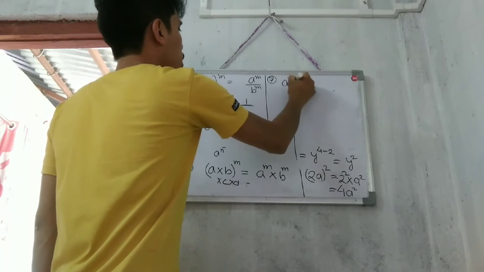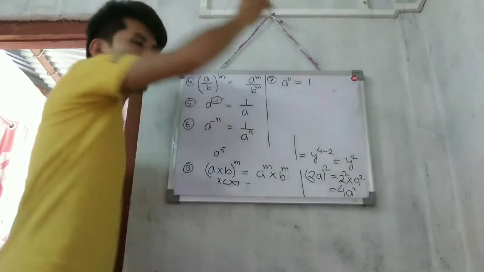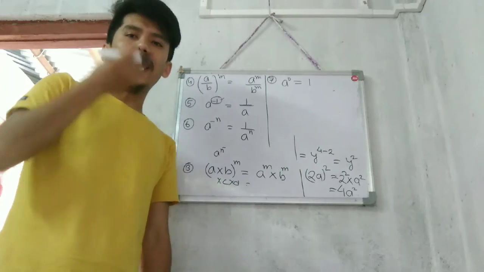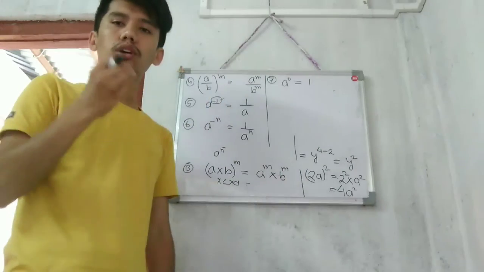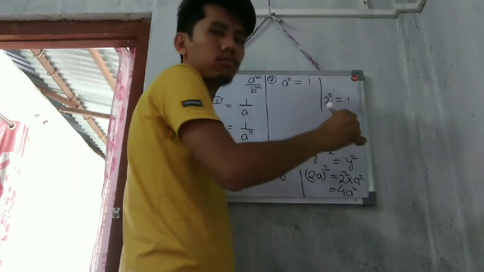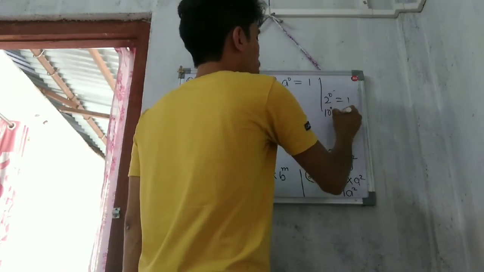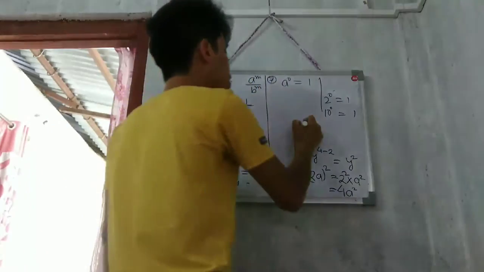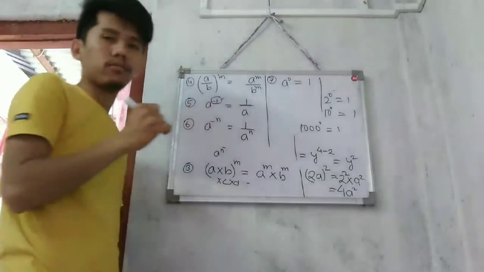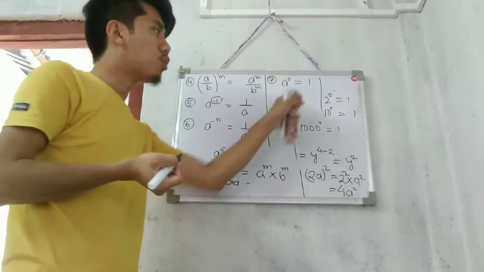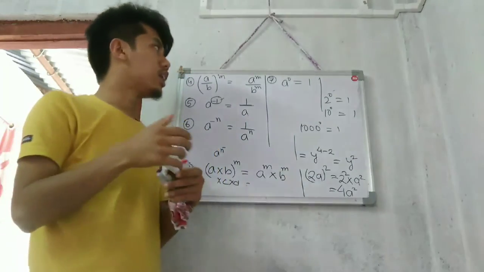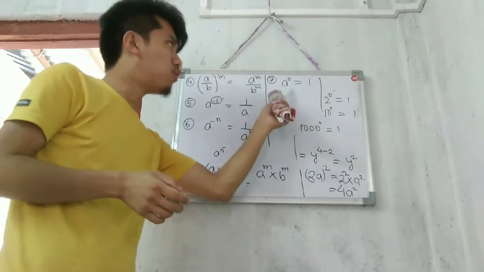A to the power 0 is equal to 1. This is also a very important formula, that any number to the power 0 will always be 1. If you say 2 to the power 0, 1. 10 to the power 0, 1. If you say 1000 to the power 0, it is also 1. Now you may ask, sir, what are their uses? So whenever we have some sums, then you will get the idea of how to use this formula.